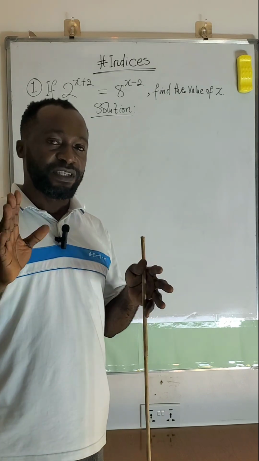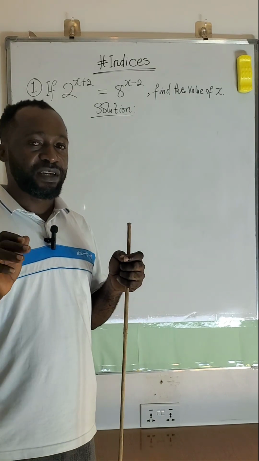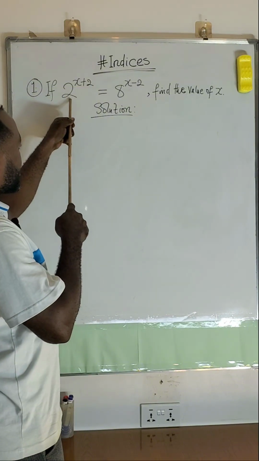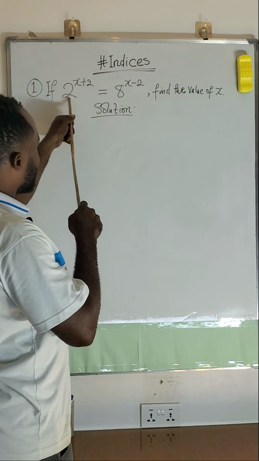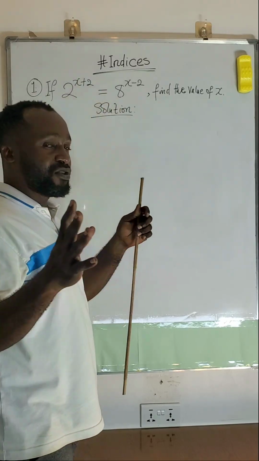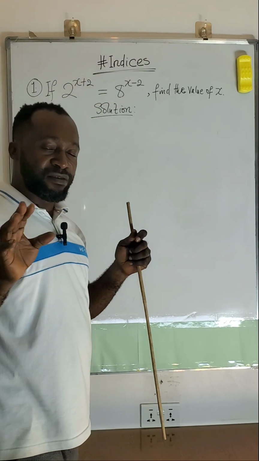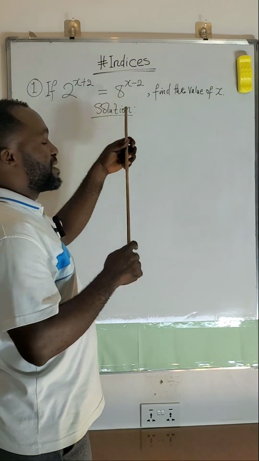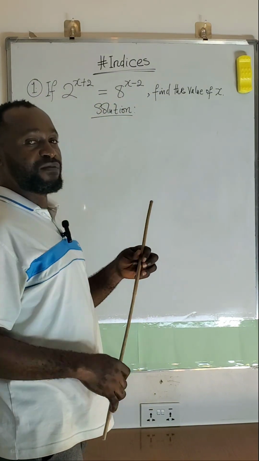Now, first of all, if you see this kind of question, do not panic. Just do one thing for me. Look at the base number on the left hand side, and look at the base number on the right hand side. Try to see if those numbers have any relationship. You can see that 2 is a factor of 8 and that 8 is a multiple of 2.